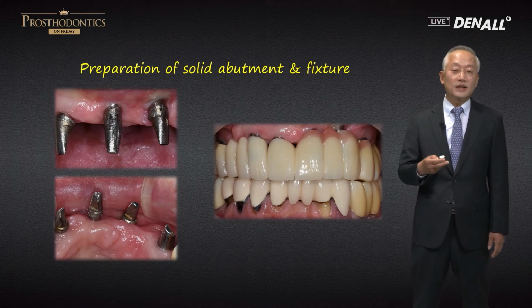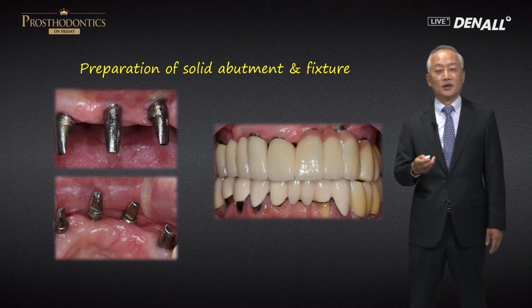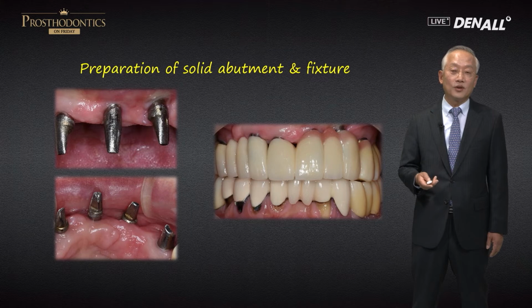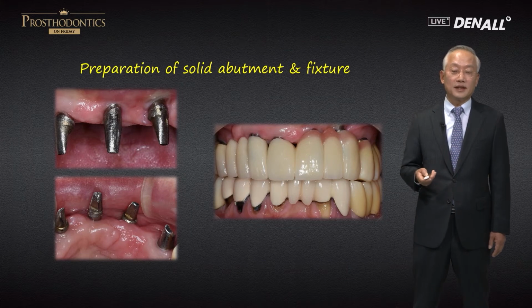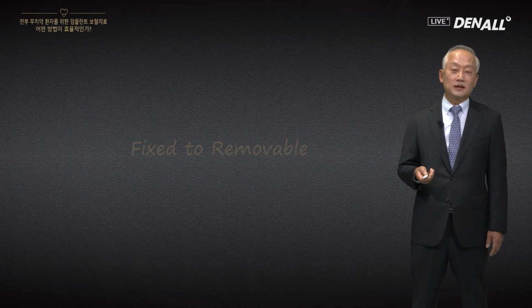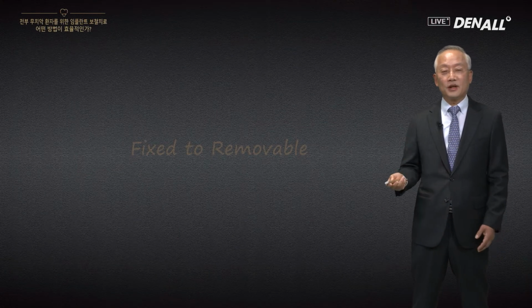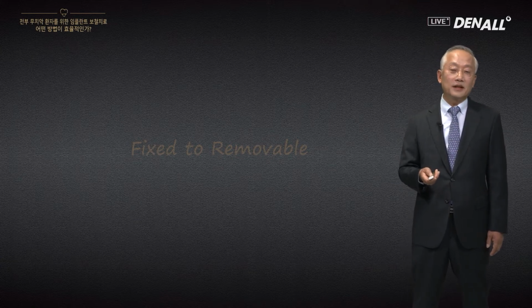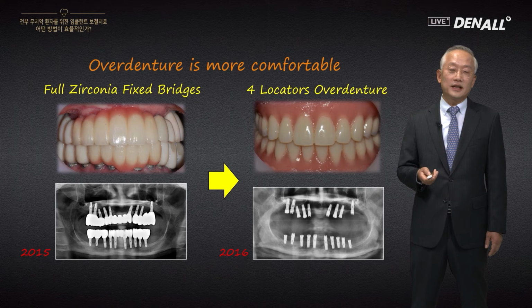The early ITI implant comes out supragingivally like this. So the fixture along with the abutment had to be prepped to restore the case. Most people prefer fixed to removable, but there are sometimes people who prefer removable compared to fixed.